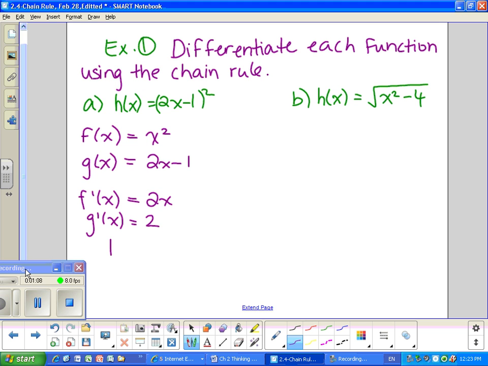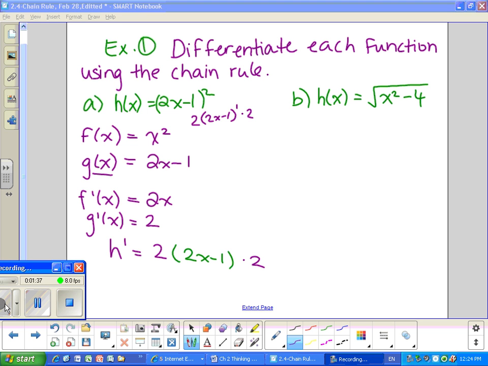So our h prime is, and again you could write h prime of x, it is our f prime. So our f prime is 2x, but we don't keep x. We have to put our original g back in there. So instead of it being x, it's 2 times 2x minus 1. We put the g of x inside, and then we multiply by our g prime.